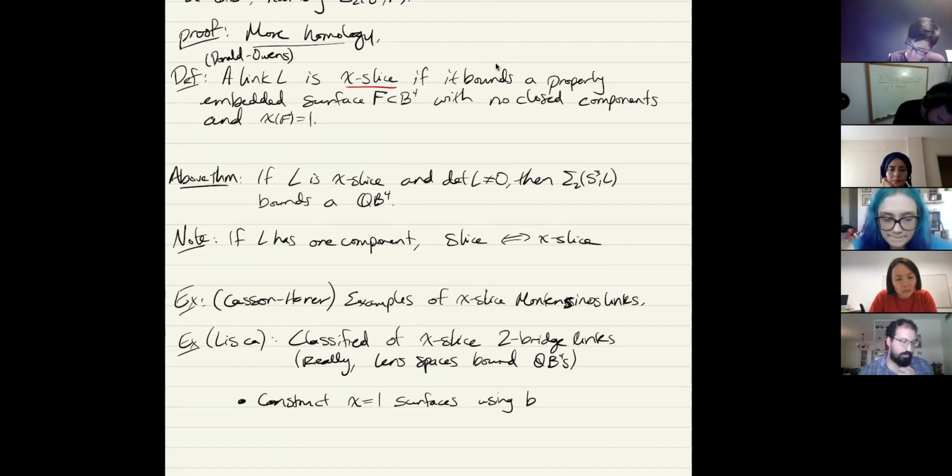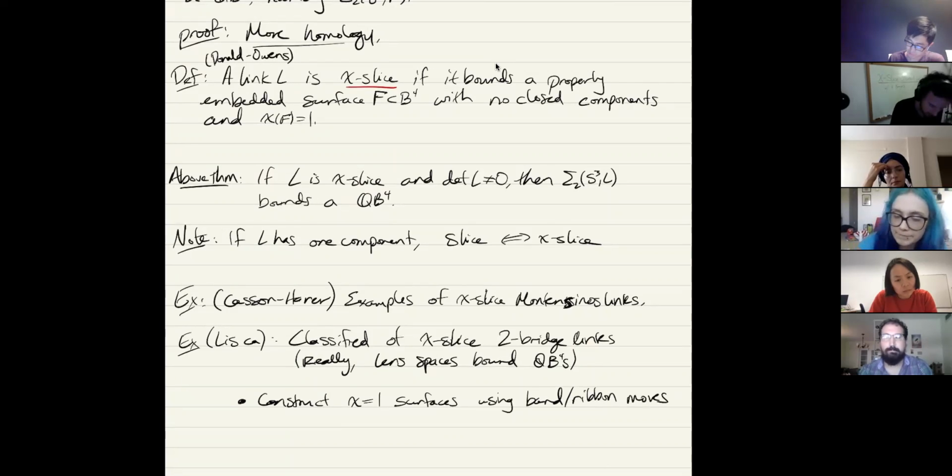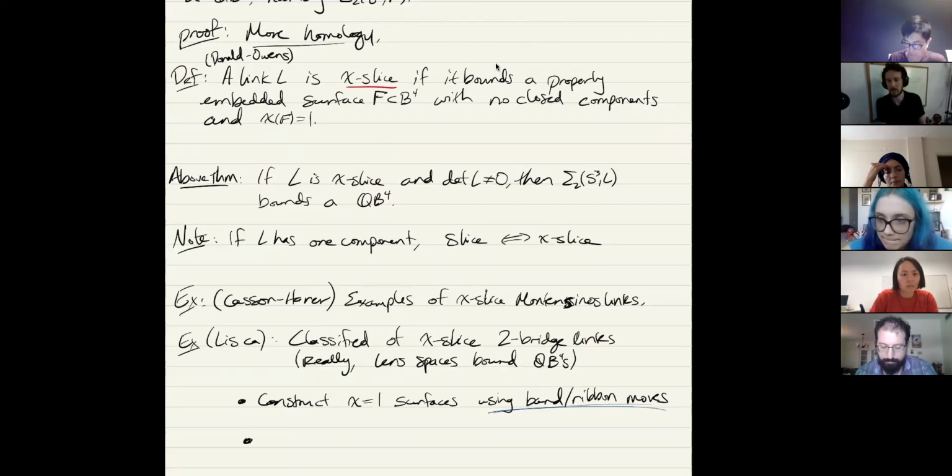And the trick is just to use band, also known as ribbon moves. And that could be a way to construct them. So I'm going to say a few words about this in a minute to talk about what these pictures look like. But it is just pictures. You have some sort of link and you want to attach some bands. And this is where it's going to look a lot like what Maggie was talking about. And you want to attach bands in a certain way so that you end up with a collection of unknots. You just get an unlink. So I'll talk about that a little bit in a second.